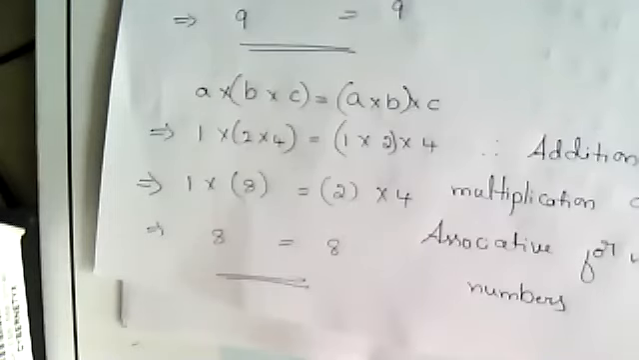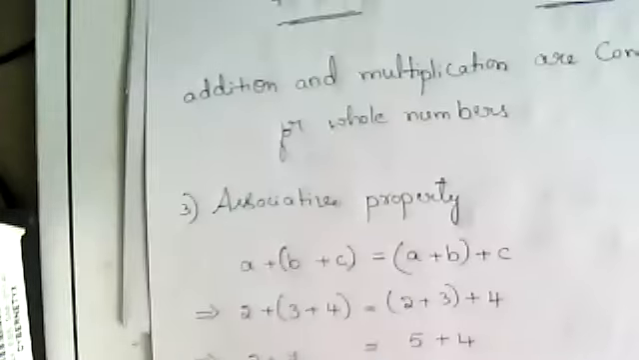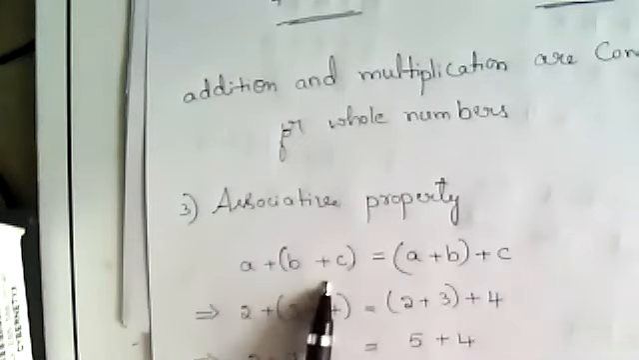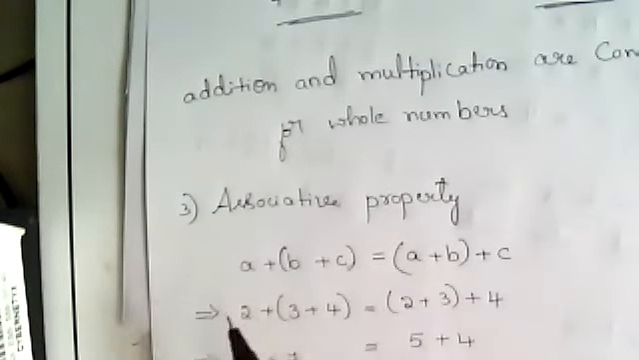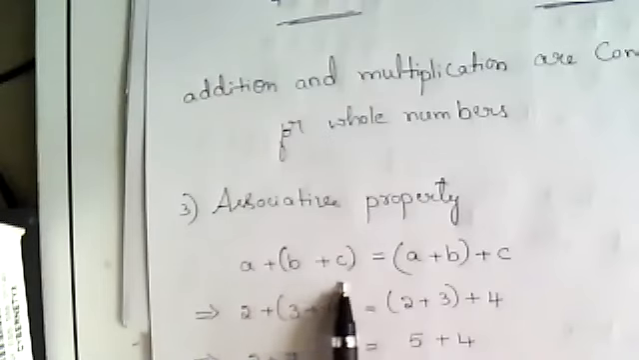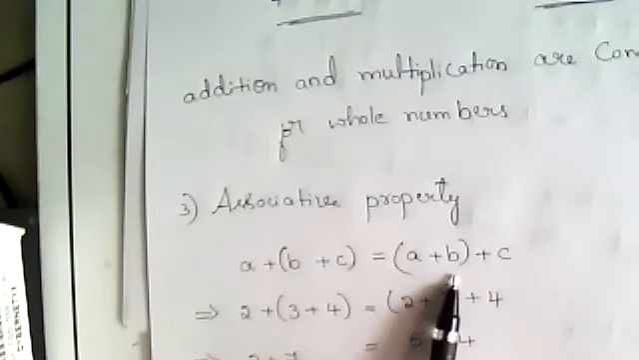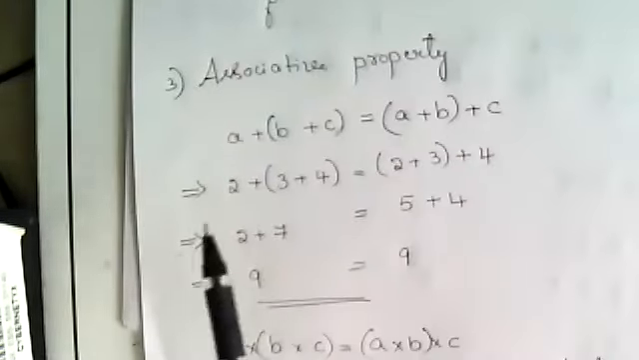Okay. Third, associative property tells us that when we make different groups of the same numbers, the sum doesn't change. See here, we have done A plus B plus C equals A plus B plus C. Here we have made a group of B plus C, and here a group of A plus B. But the sum is the same, right?